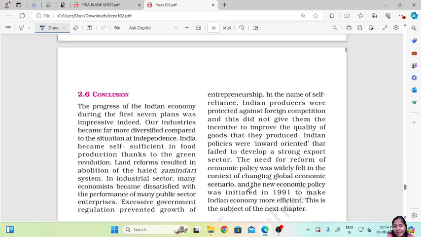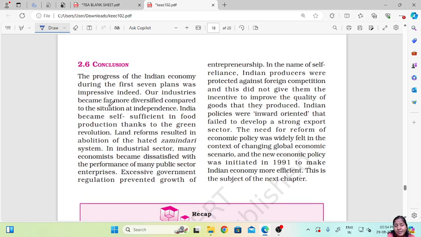which took place in the year 1991. Okay, so the conclusion of this topic is that the progress of the Indian economy during the first seven five-year plans was impressive. Industries became far more diversified compared to the situation at independence. India became self-sufficient in food production because of the green revolution. Land reforms also abolished the zamindari system.